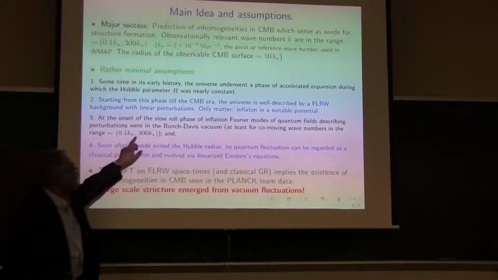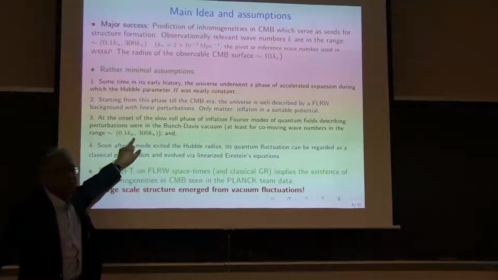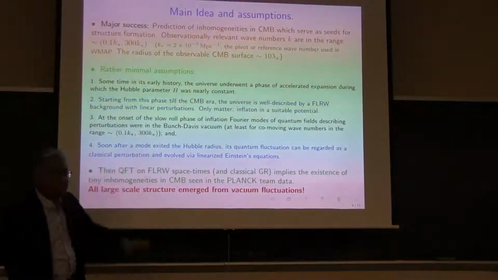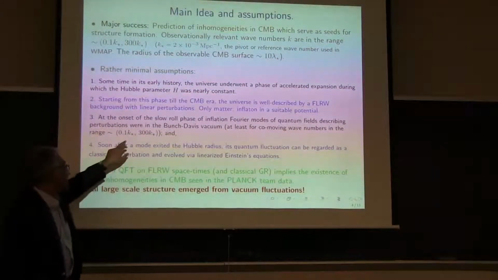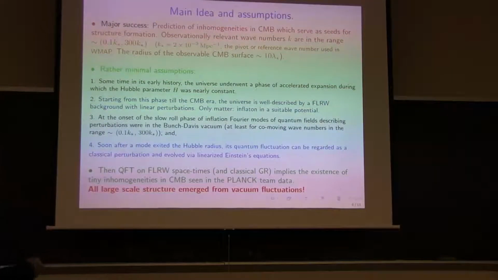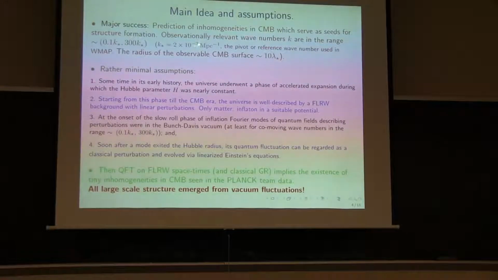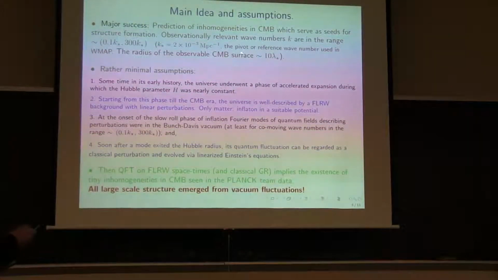And K star is just a fiducial co-moving scale that is always used to understand the data. So one just puts it by hand, so to say. And roughly speaking, from about 0.1 K star to about 300 K star. So what is K star? Well, K star is about 2 times 10 to the minus 3 per megaparsec. That is to say, it corresponds to a wavelength of about 10 to the 3 megaparsec here. And this is the pivot or reference wave number used in WMAP.